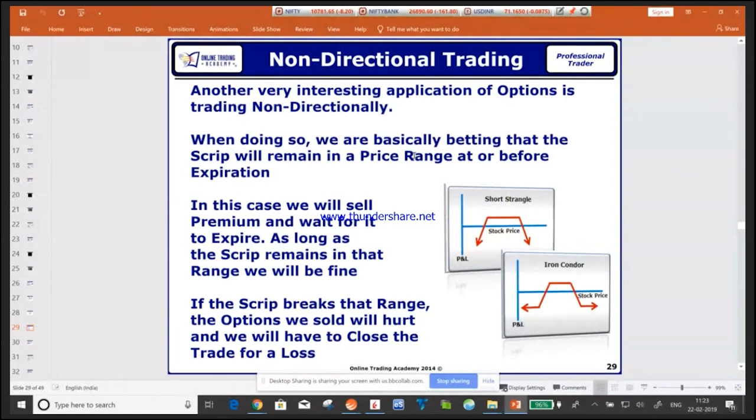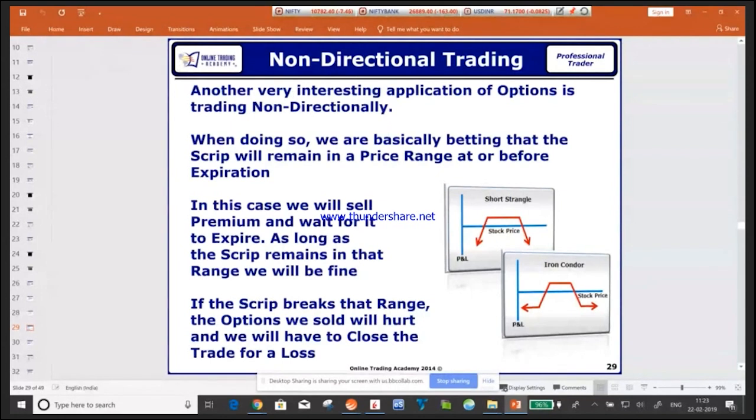Okay, any questions, guys? Or should we move to the next setup? So we have to complete three more strategies and then we start with our RR calculations. All right, let's go ahead.